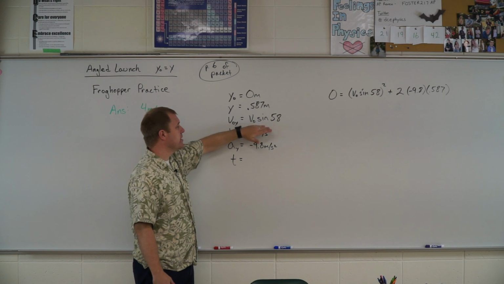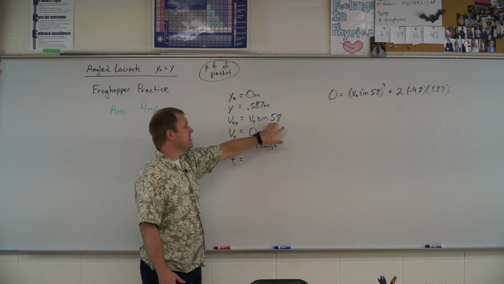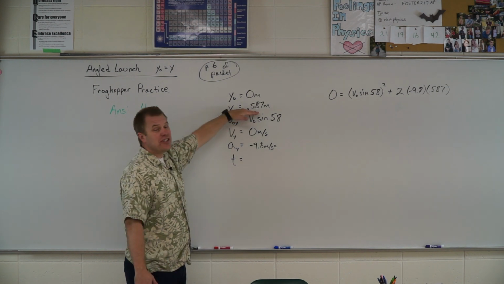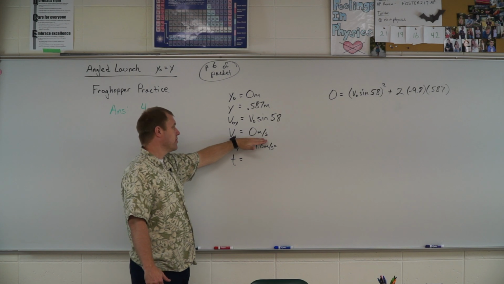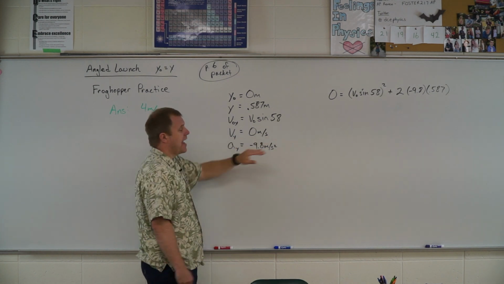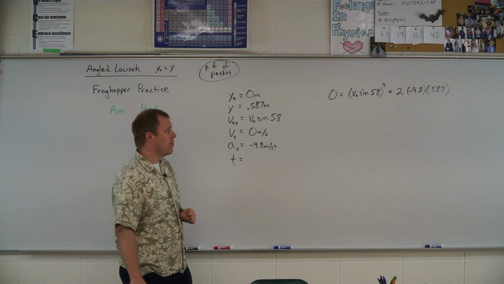So the vertical component is v0, whatever we're going to find it to be, times the sine of 58. I had to change centimeters to meters for the maximum height they gave me. It was a max height problem, so the vertical velocity is 0 at the end, and it was projectile motion, so we had an acceleration of negative 9.8 in the y direction.